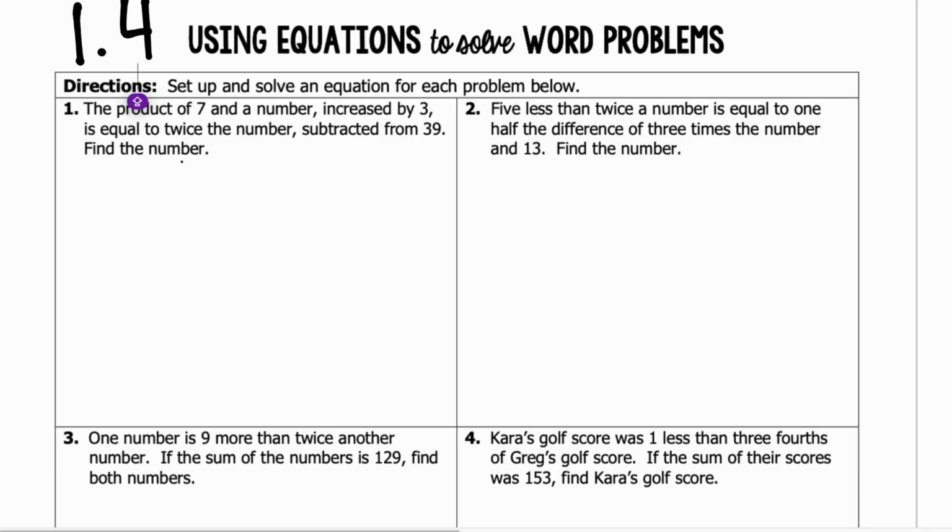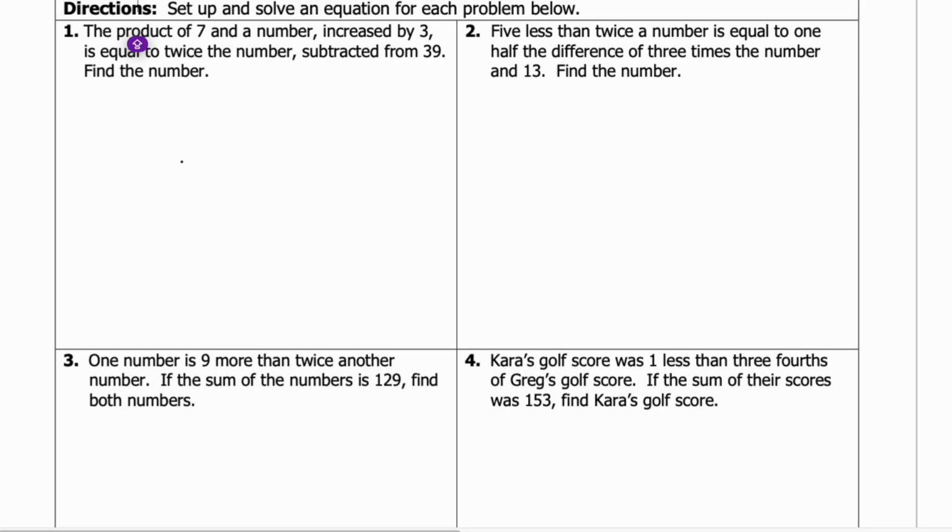All right, so let's start with number one, and it tells me that the product of seven and a number increased by three is equal to twice the number subtracted from 39. Find the number. So in this example, I'm not going to actually solve it for you, but I'm going to show you just how to set the equation up, and then it's your job to solve.